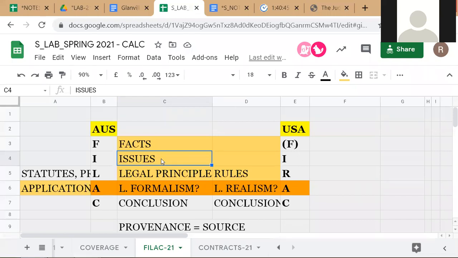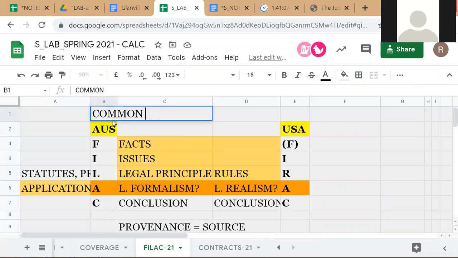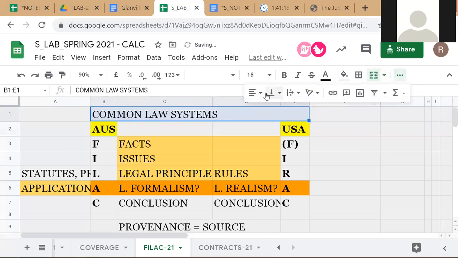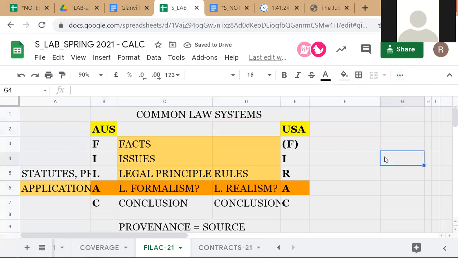And then we have I, which is for issues. I'll explain what it is. And then you have L in Australia, for legal principles to be applied to this case, which will basically be statutes, precedents, and texts. So here we're talking about a common law system, so common law jurisdictions. Jurisdiction is a big word, so we'll use this.